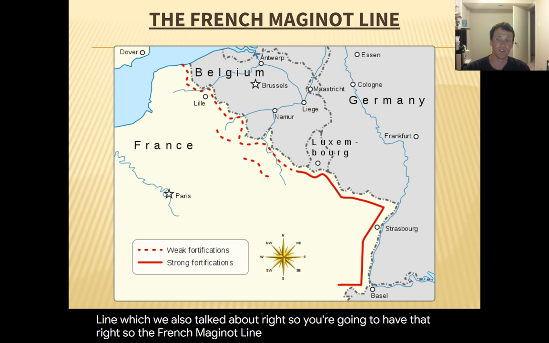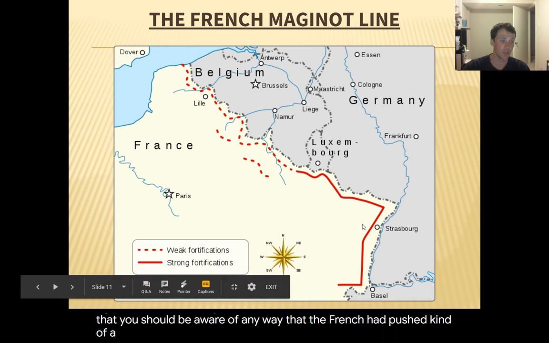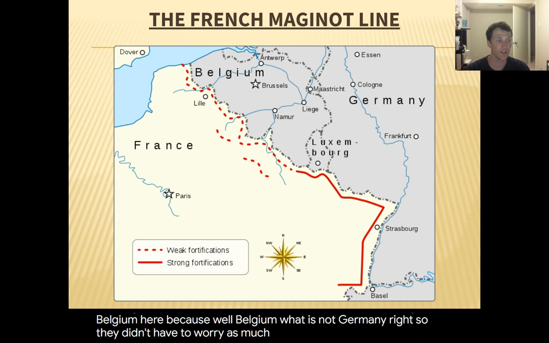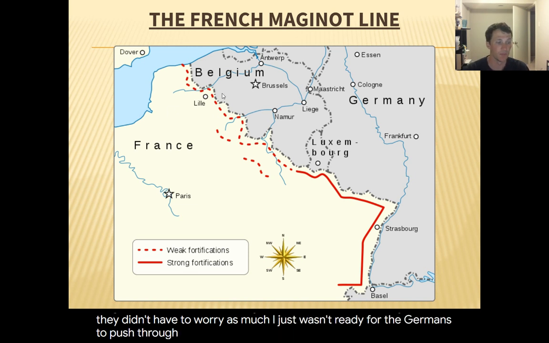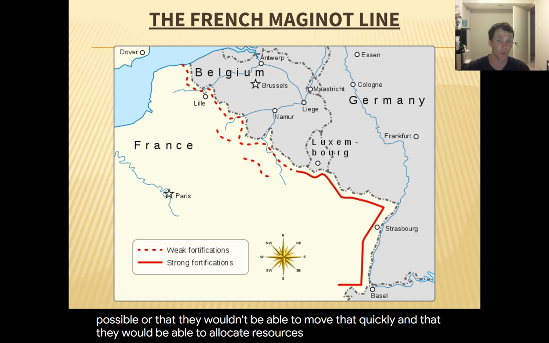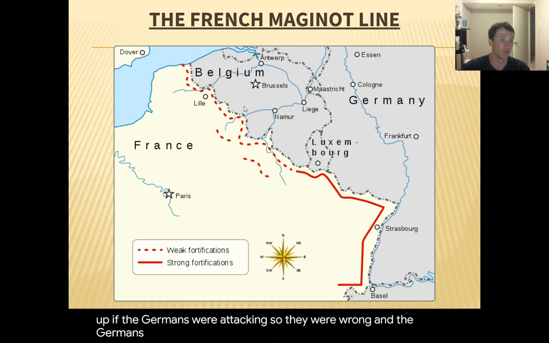So the French Maginot Line was these defensive fortifications that you should be aware of anyway, that the French had pushed along the German border. They didn't fortify as heavily along Belgium here because, well, Belgium is not Germany, right? So they didn't have to worry as much, they thought. They did have fortifications and less of a line, but it just wasn't ready for the Germans to push through Belgium where they did. They didn't think it was actually really possible, or that the Germans would be able to move that quickly and that they would be able to allocate resources elsewhere and bring them up if the Germans were attacking. So they were wrong, and the Germans pushed through with their blitzkrieg tactics into northern France through Belgium.